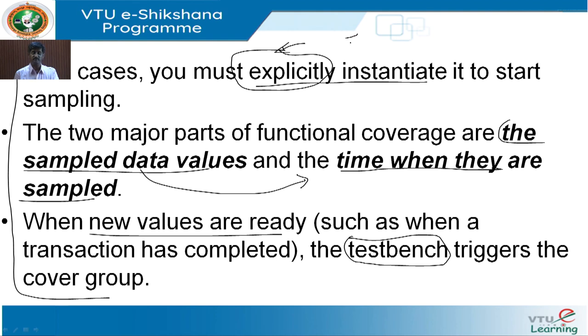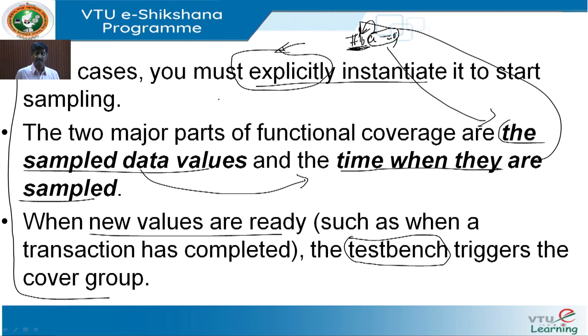The simplest case, in the previous test bench you wrote: at 10 nanoseconds, A will be equal to 0. So it is saying I am sampling a value of 0, which should be considered at a time of 10 nanoseconds. It should hold that value A equal to 0 for a 10 nanosecond period. That is the sampling of the values, and this is the time when they need to be sampled.